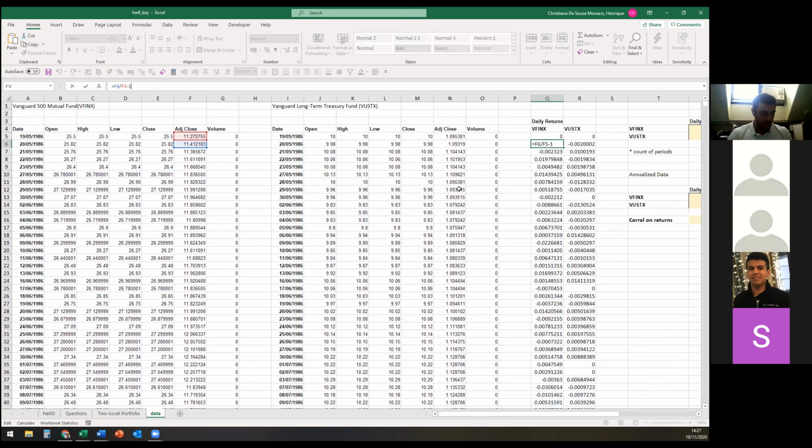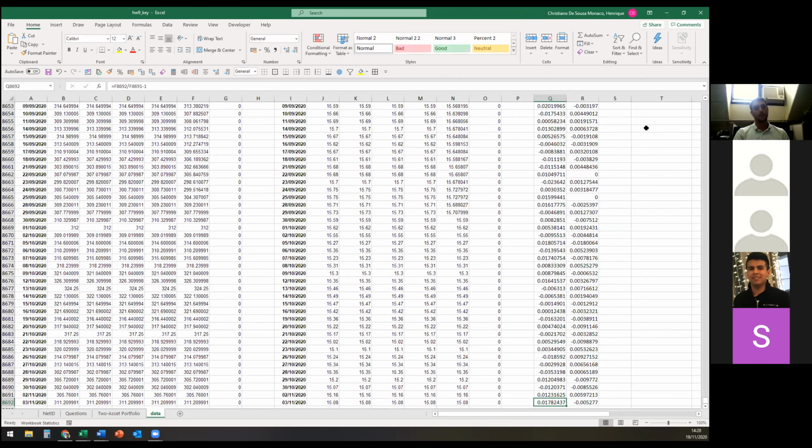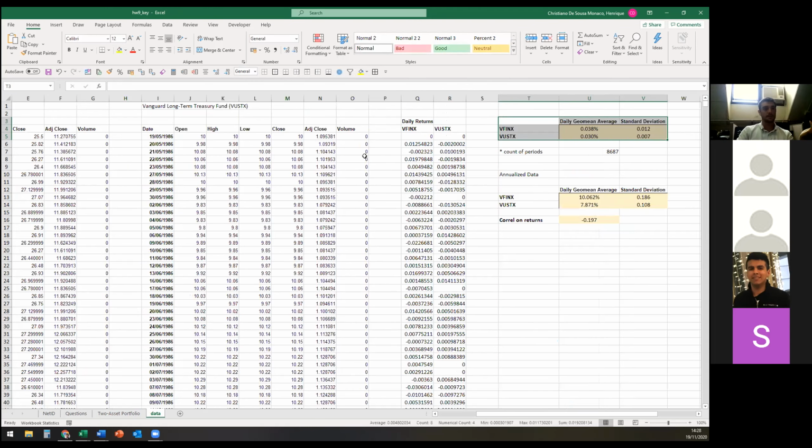So you can just be using this as a measure of total return, okay? So you do the current price divided by the previous price minus 1, and you got the daily returns here. Double click or copy and paste it all the way down. Just make sure that they're all here. And the same thing for the other fund. And here I have the daily calculations for the standard deviation, which is just the standard deviation of those returns, okay? Same thing for the other one.